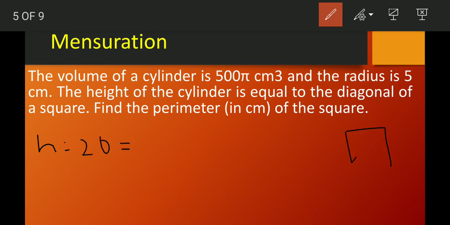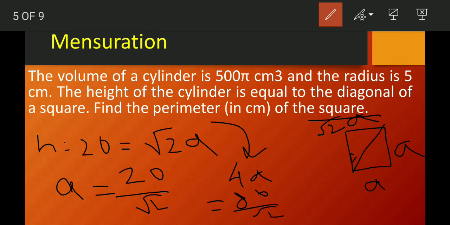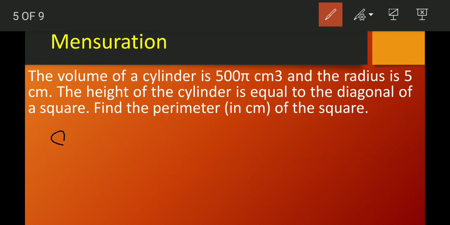Now for a square, let the side be a, so this side will also be a, so the diagonal for this would be root 2 a. So this is equal to root 2 a, so a is equal to 20 by root 2. Now we have to find the perimeter of the square. Perimeter of a square is 4a, so it would be 80 by root 2 centimeter. So we can write the answer as 80 by root 2.